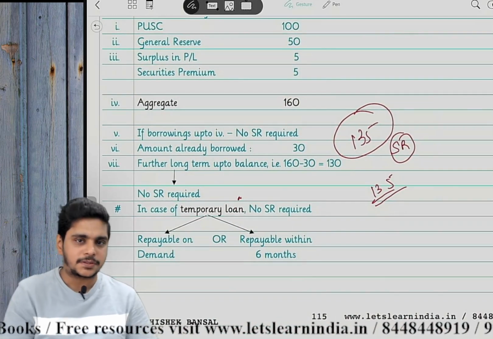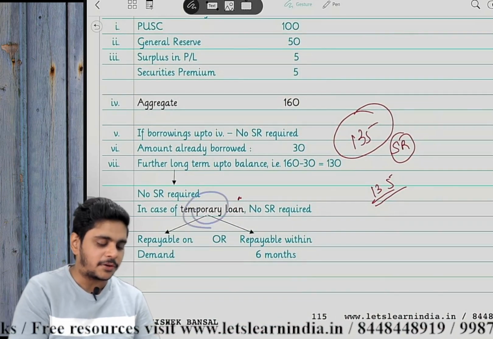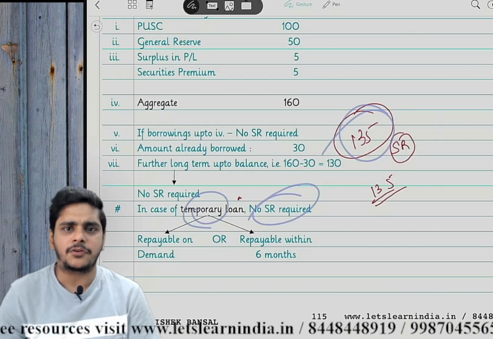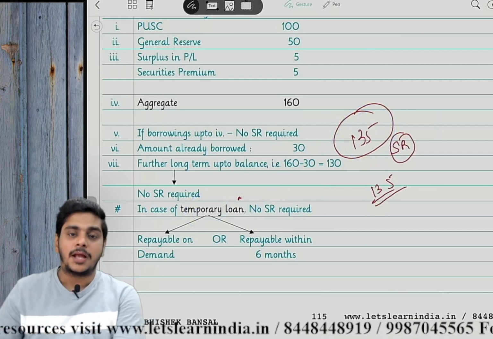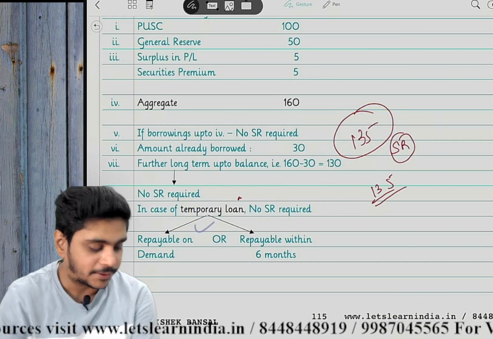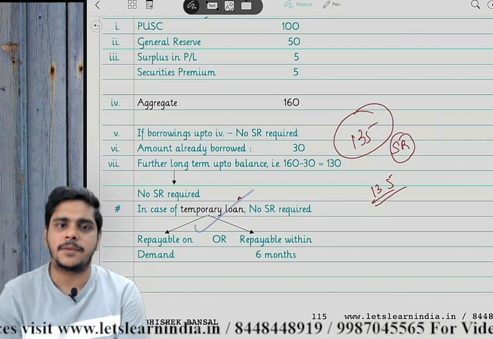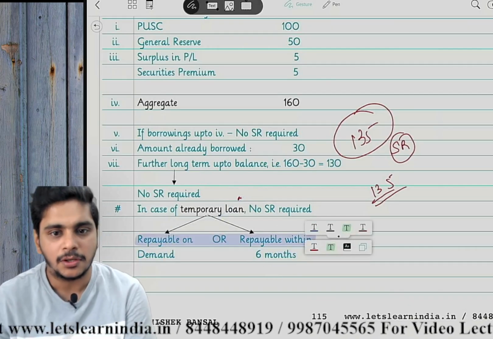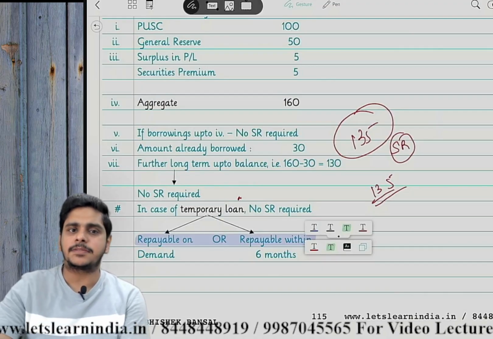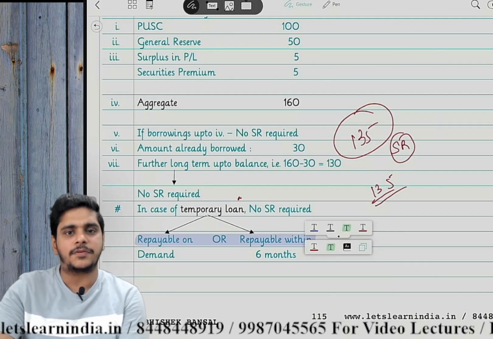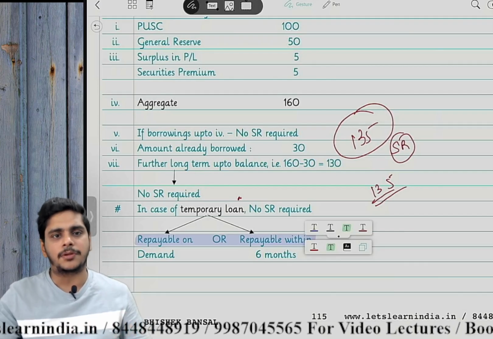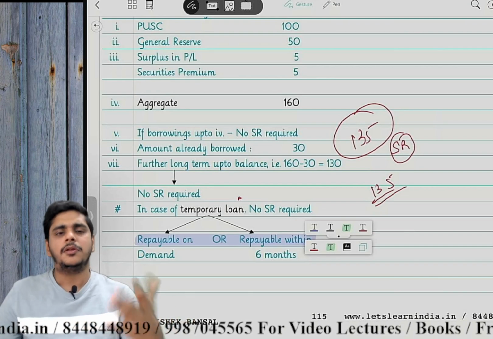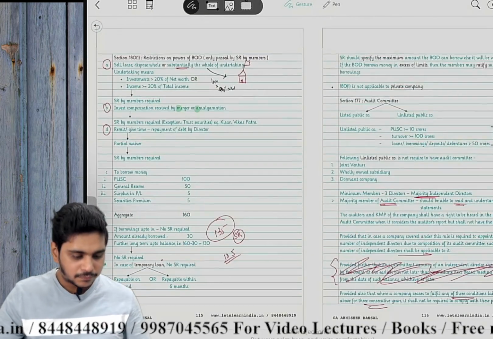If the question says temporary loan, in case of temporary loan, no SR is required. Say 135 rupees is beyond the limit, but the entire borrowing is a temporary loan. Then no SR is required. Sir, what does temporary loan mean? A loan which is repayable on demand or repayable within 6 months of making the loan is called a temporary loan. So if the question specifies the entire money is temporary loan, no SR required.